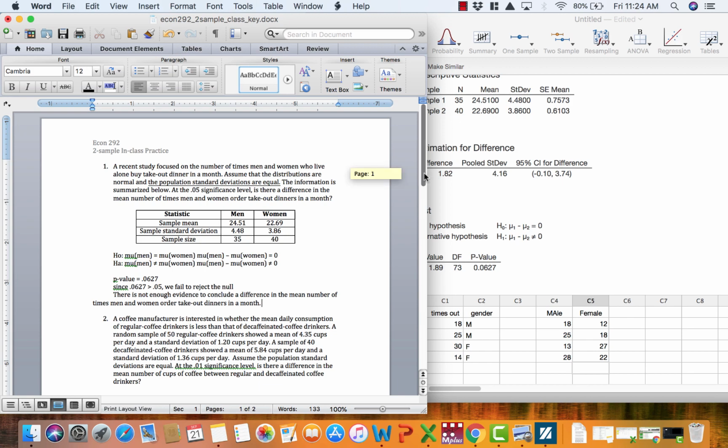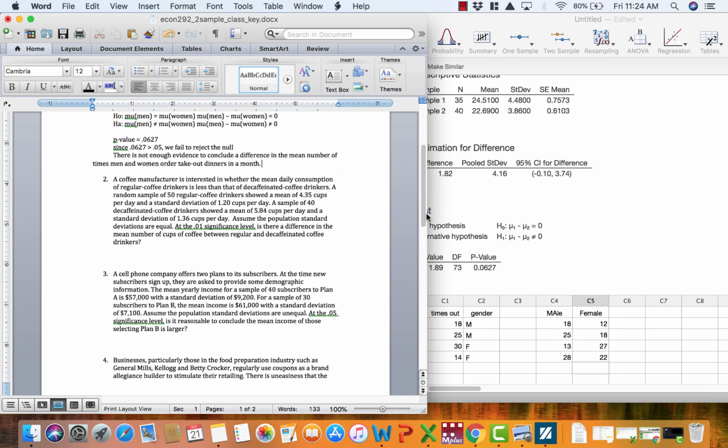All right, let's take a look at the second problem. A coffee manufacturer is interested in whether the mean daily consumption of regular coffee drinkers is less than that of decaf coffee drinkers. A random sample of 50 regular coffee drinkers showed a mean of 4.35 cups per day and a standard deviation of 1.20 cups per day. A sample of 40 decaffeinated coffee drinkers showed a mean of 5.84 cups per day and a standard deviation of 1.36 cups per day. Assume the population standard deviations are equal.